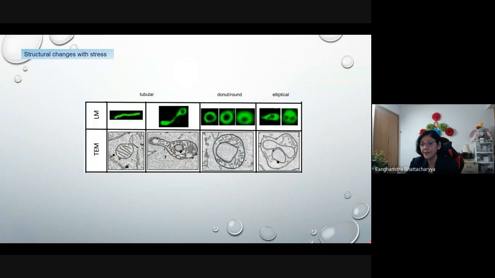Another interesting phenomenon which is connected to the functional disruption is the structure of the mitochondria. Any change in the function affects the shape of the mitochondria. The mitochondria can be tubular like this, or it can be round or donut shaped, or it can be elliptical, depending upon the intensity of the stress that it has to encounter inside.